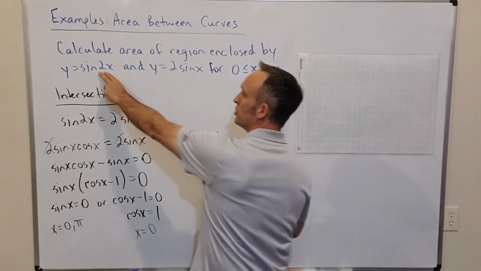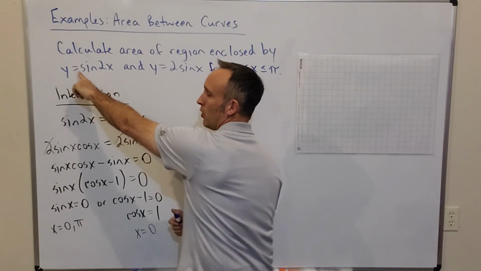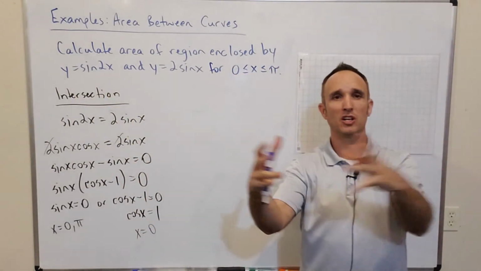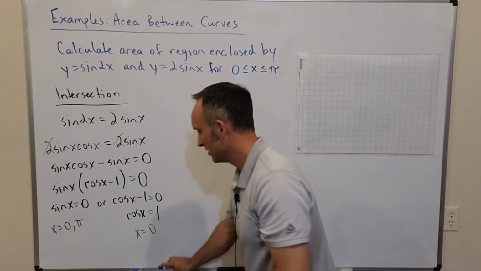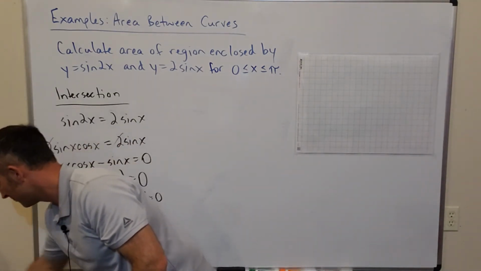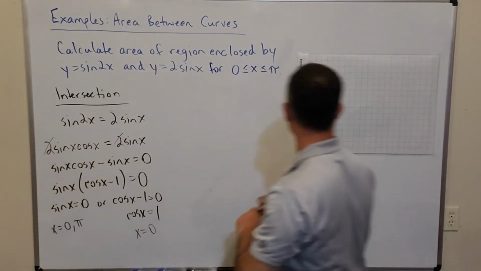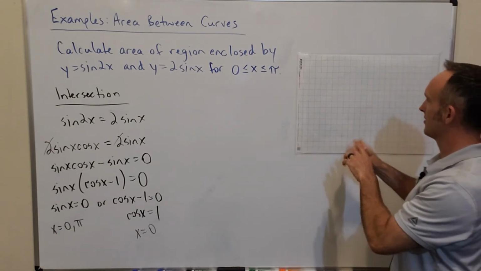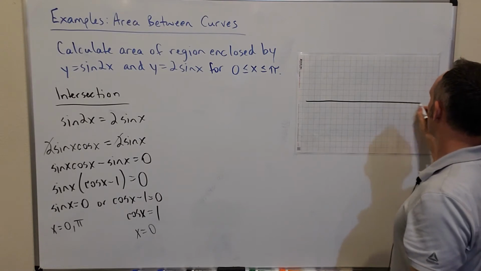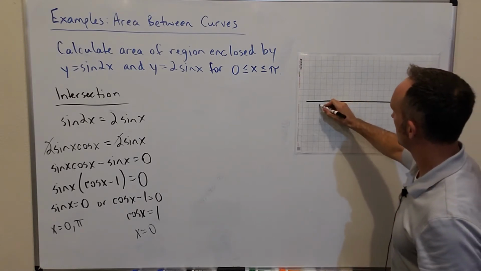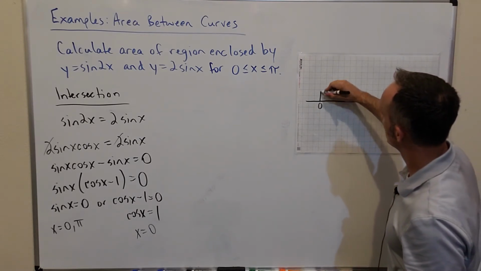The sine of 2x function has an amplitude of 1 and the period is shrunk by a half. So it's squished. If you graph that, let's set up our plane. We're only going from 0 to pi on the x-axis. So here's the x-axis. Let's say that this is 0.